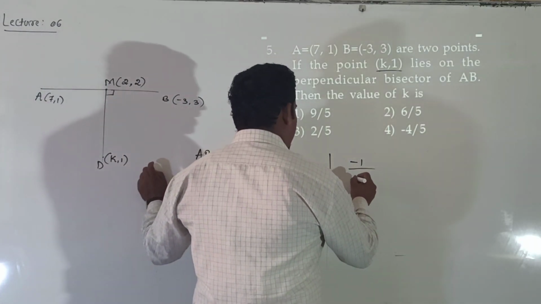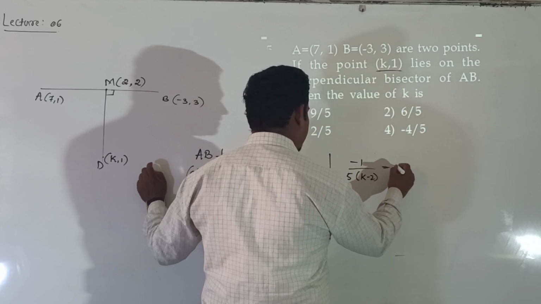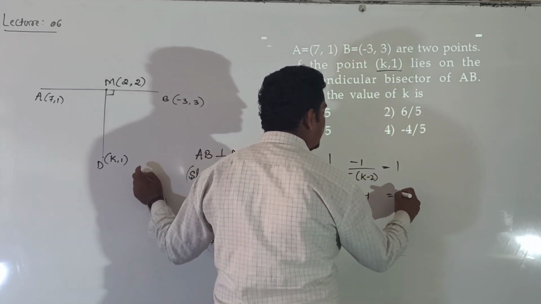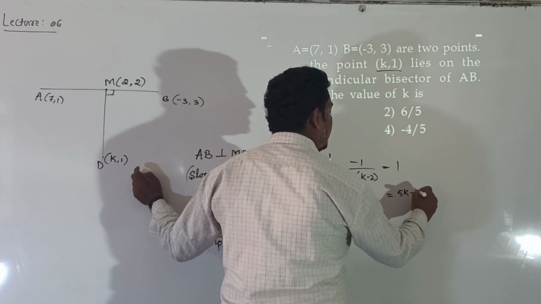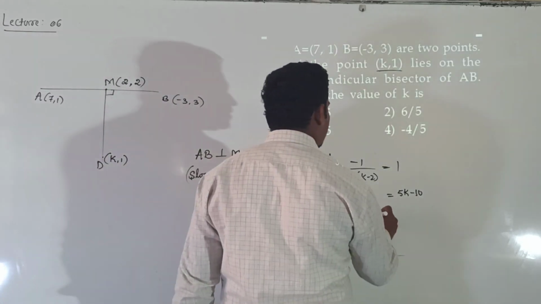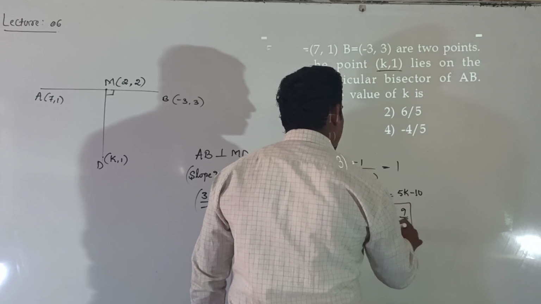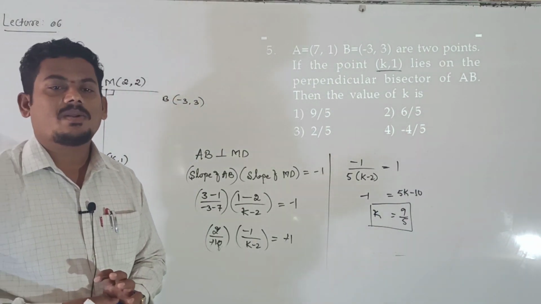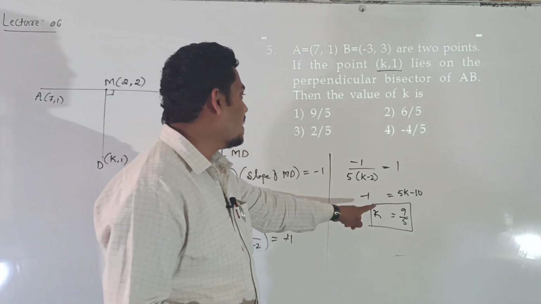-1 divided by 5 into k minus 2, that's equal to +1. Now just cross multiplication: -1 is equal to 5k minus 10. Then just rearrangement: k is equal to 9 divided by 5. When k comma 1 lies on the perpendicular bisector of line AB, then the k value is 9 by 5.